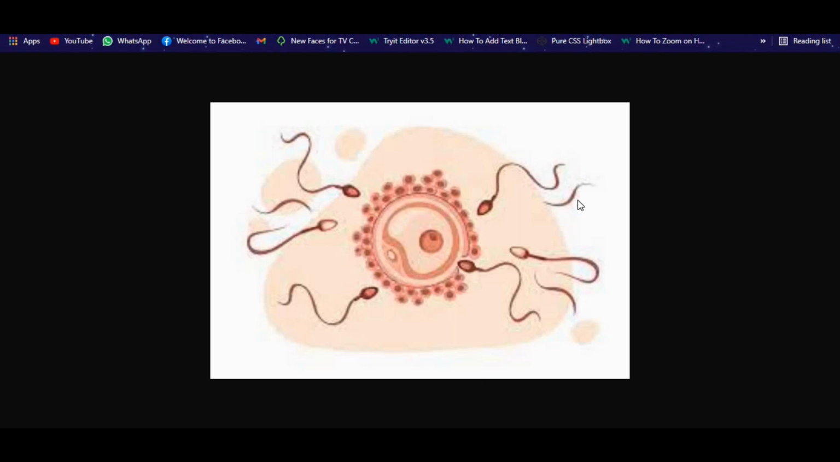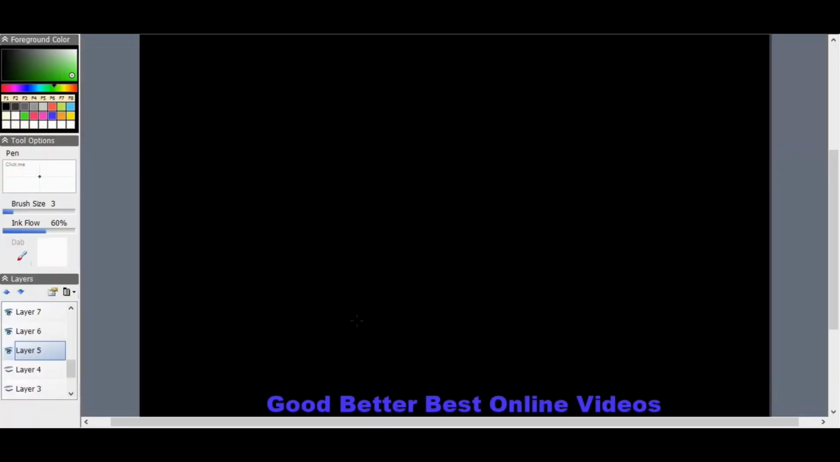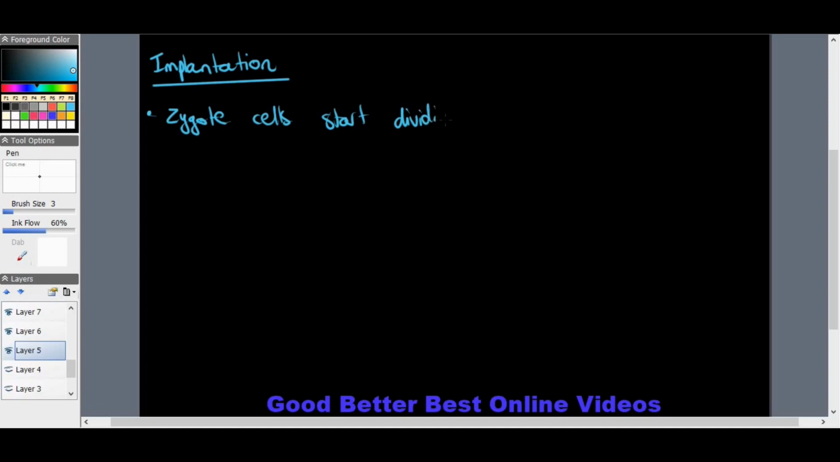After that, there is something called implantation. So let's have a look at implantation. Now after the egg has been fertilized, it needs to go somewhere, of course. Let's have a look at where it goes. After fertilization, the zygote cell starts dividing as it is carried down the oviduct.